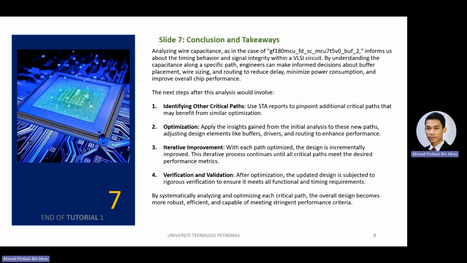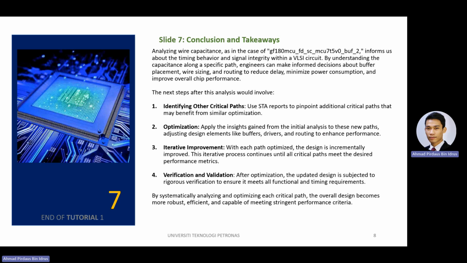The next steps after this analysis are the following. These are the four that we have summarized. Number one is to identify other critical paths. This can be done using the STA reports to pinpoint additional critical paths that may benefit from similar optimization. Number two is optimization, by applying the insight gained from the initial analysis to these new paths, adjusting design elements like buffers, drivers, and routing to enhance the performance.